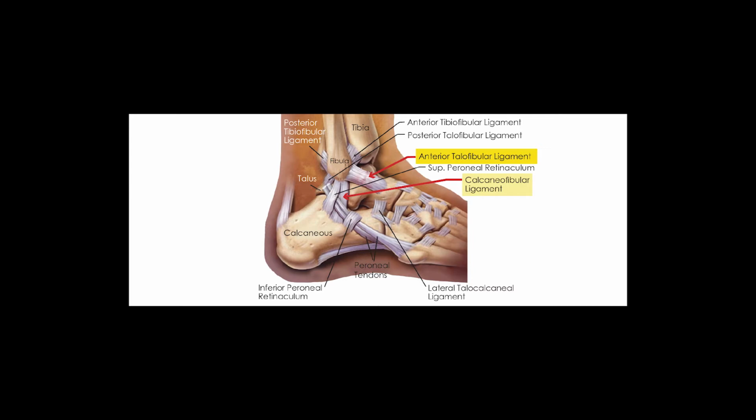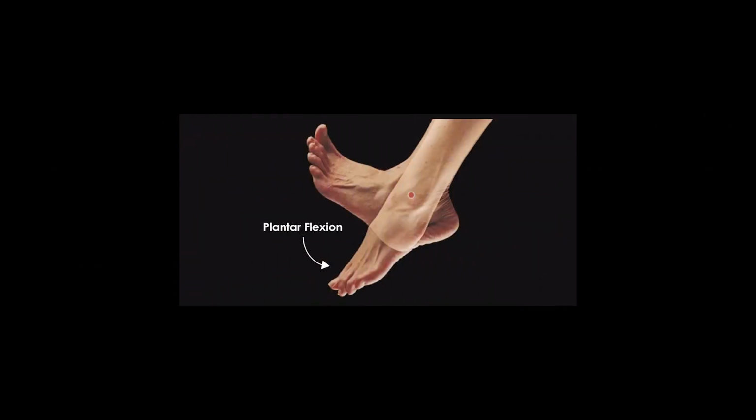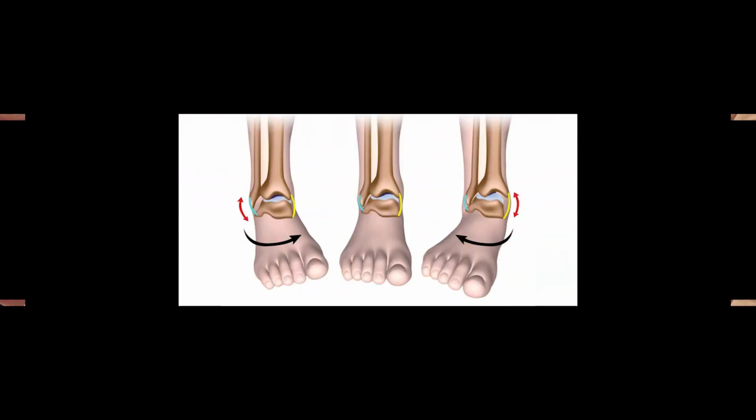There are two subtypes of ankle instability, acute and chronic. Acute instability typically occurs from acute or recent injury. The most common mechanism of injury occurs with forced plantar flexion, meaning rotating the toes downwards away from the leg, and inversion, when the ankle is turned inward as the body's center of gravity rolls over the ankle.